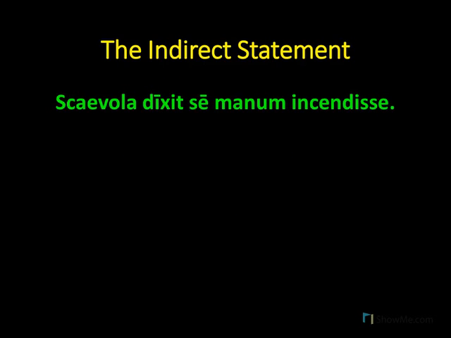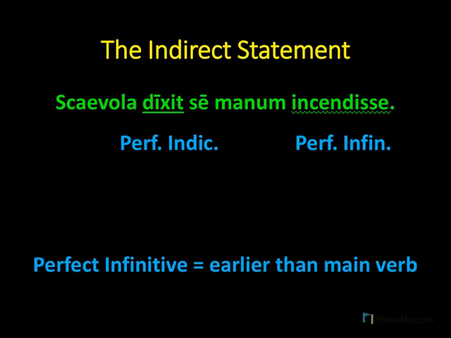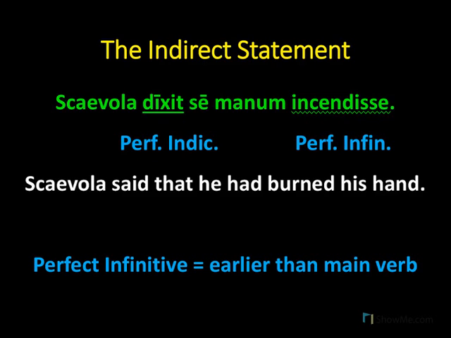Scaevola dixit se manum incendisse. So our main verb is dixit, and the infinitive is incendisse. Dixit is a perfect tense indicative, and incendisse is a perfect tense infinitive. Recall again that the perfect tense infinitive denotes an action that goes on earlier than the action of the main verb. And so we translate this as, Scaevola said, past tense, that he had burned his hand.